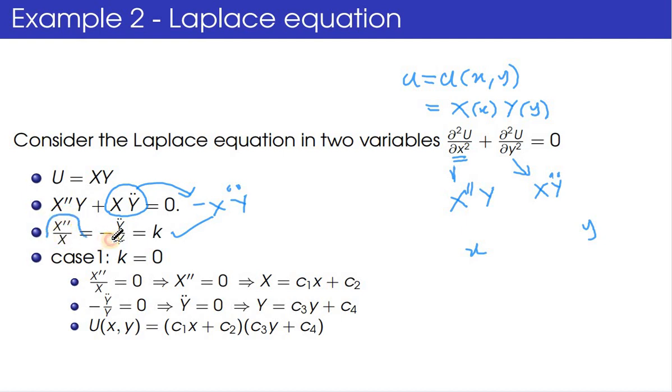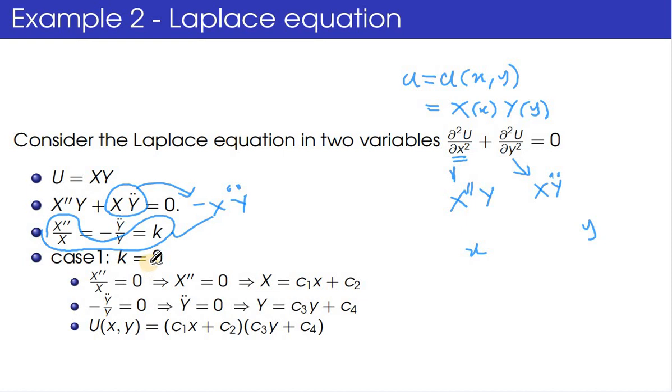One is X''/X equal to a constant k, and the second one is Y''/Y with a minus sign equal to the same constant. Now we solve it by cases, and this k is a real number, and k can be 0, positive or negative. According to that, you will be having three cases.